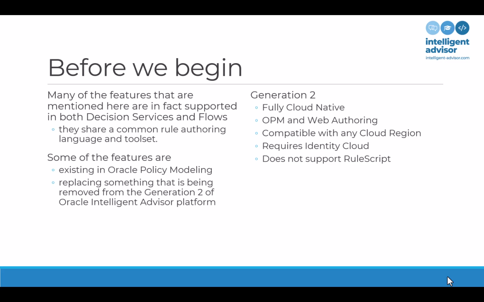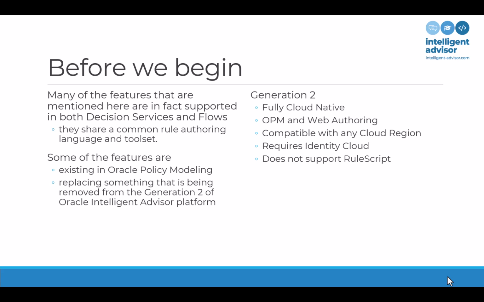Some of the functionality I'm going to present is unique to the Generation 2 platform. Now, if you haven't heard about Generation 2, I strongly recommend taking a look at the article that came out in November on intelligent-advisor.com, which introduces this. It's been piloted and it's been signaled for quite a while. It is, first of all, just a new iteration of Oracle Policy Modeling, Oracle Intelligent Advisor Hub, Word, Excel, Decision Services, Flows. So it's not a dramatic change.